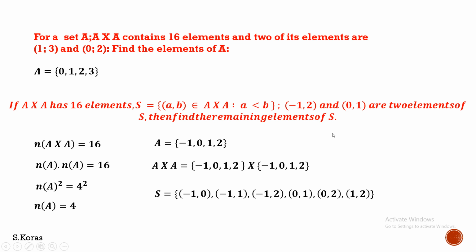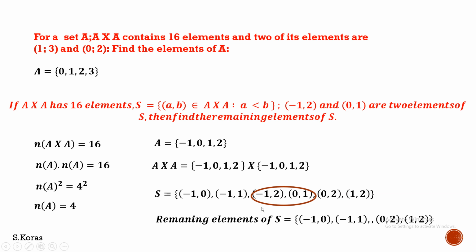But they are giving us these two elements. So the question is, what are the remaining elements of S? They have given us these two elements of S. So let us mark these two elements, that is minus 1 comma 2 and 0 comma 1. If we leave these two elements, our remaining S will be minus 1 comma 0, minus 1 comma 1, 0 comma 2, and 1 comma 2.